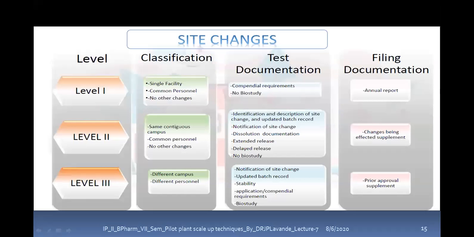If it is the site change, what are the different levels, how these are classified, what test documents are required, and what is the filing procedure. At level 1, the classification is based on the changes in the facility. If it is a single facility, if it is personnel related, and if no other changes are required, then in such case, it should meet the compendial requirement, which does not require any kind of bio study, and the reporting should be annual.